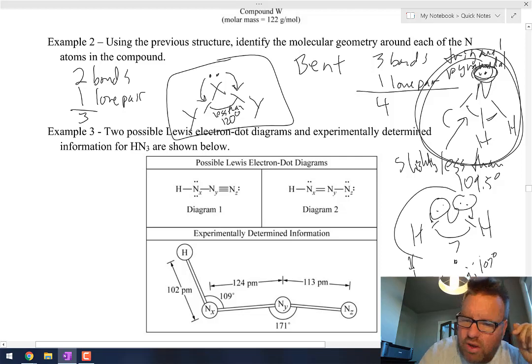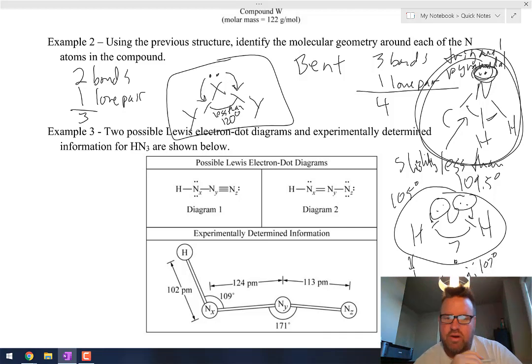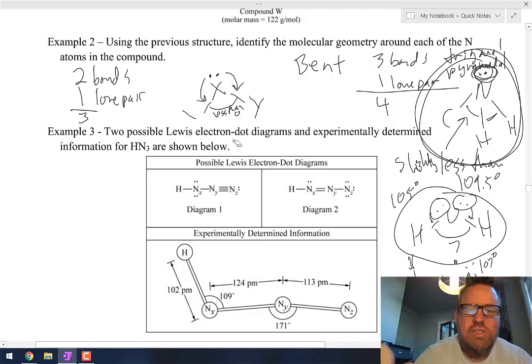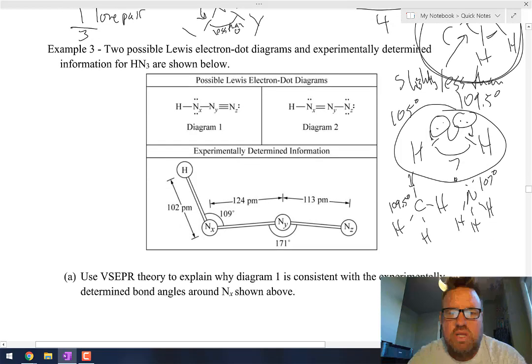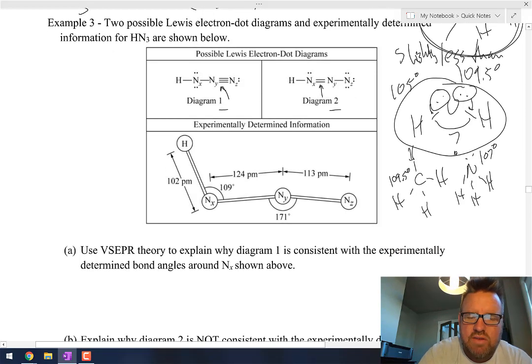Whereas water, here it is around 105 degrees. Notice how the bond angles get a little bit smaller and smaller as you take bonds away and put lone pairs in there. Okay, let's keep going. Example 3: 2 possible Lewis electron dot diagrams for HN3 are shown below. Diagram 1, diagram 2. It looks like we've got a triple bond in this one and a double bond in this one. Then they give us a whole bunch of information here.